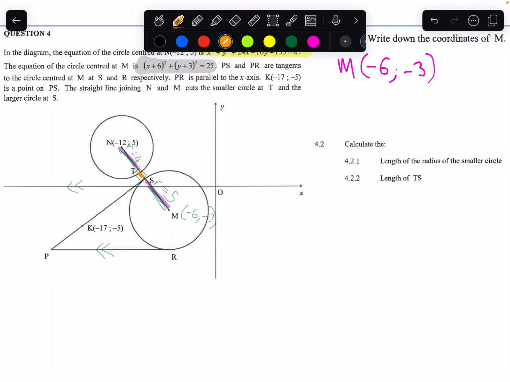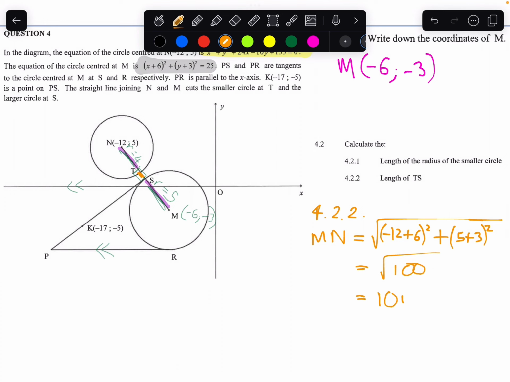So 4.2.2. Let's find what MN, the distance between M and N, is. So that'll be negative 12 minus 6, which is just plus 6 in magnitude, and then 5 minus 3, which is just plus 3. Wait, that gives 18 and 2 in magnitude, but as written, that'll be 36 plus 64, which is 100. So that is 10 units.